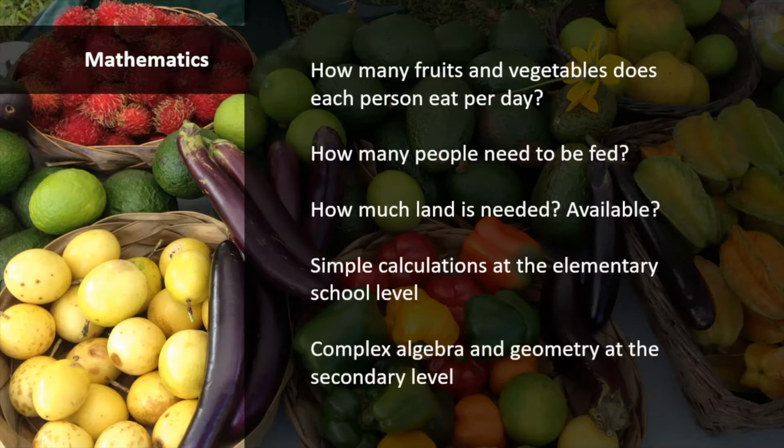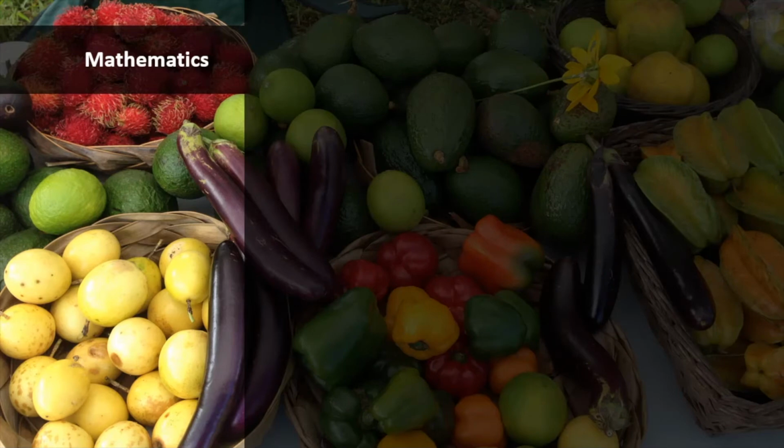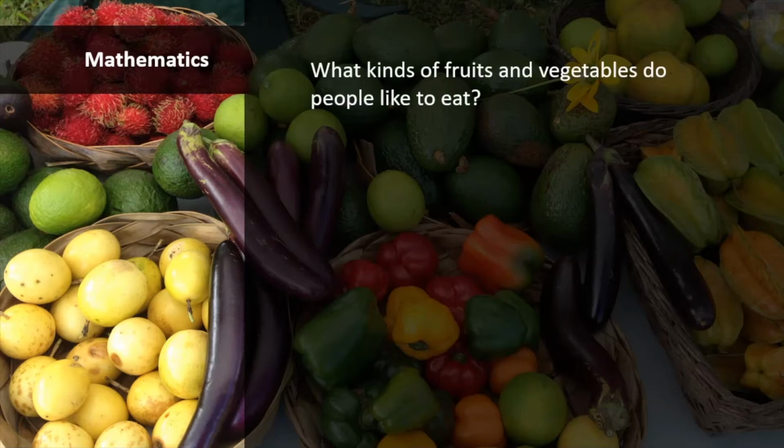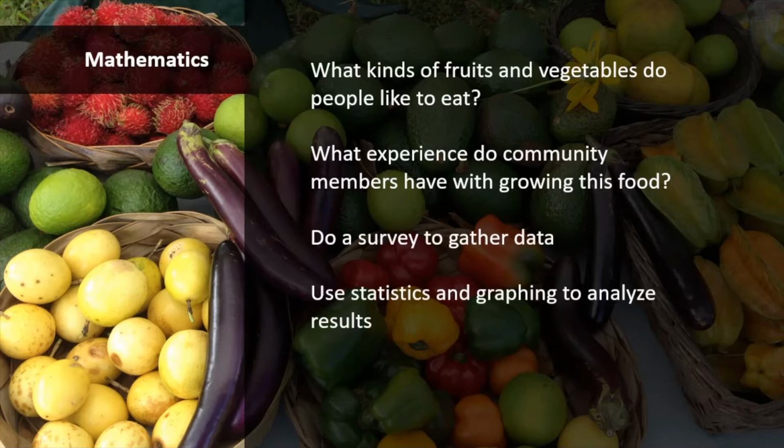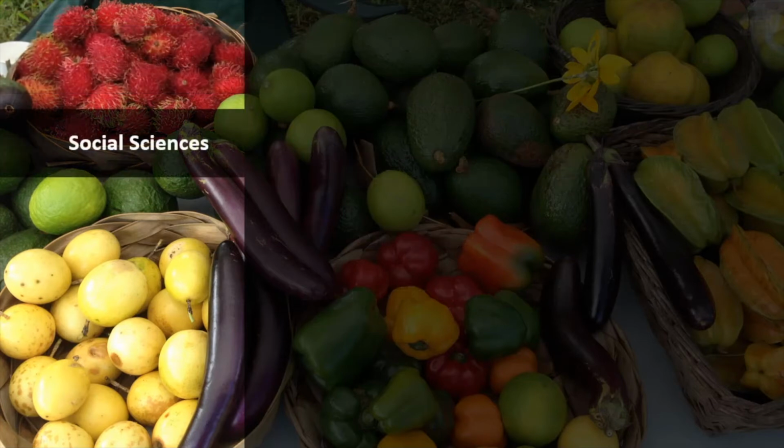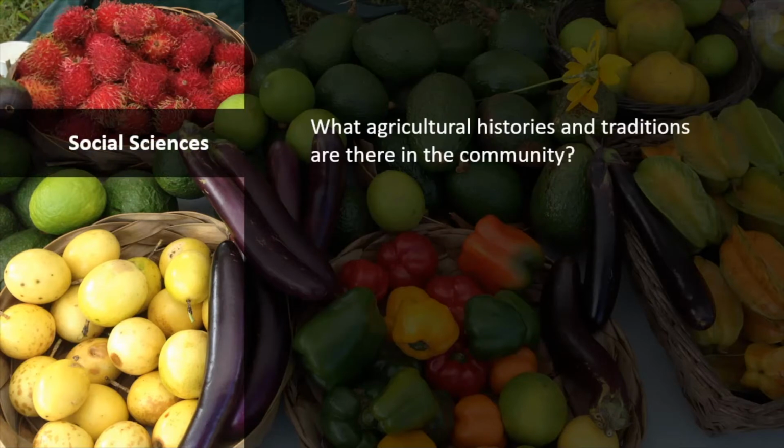the secondary level. Mathematics could also be involved in other types of questions that are important to solving the scenario problem. For example, what kinds of fruits and vegetables do people like to eat? And how much experience do community members have with growing this food? Asking and answering these questions can involve doing a survey to gather data and using statistics and graphing to analyze results. Students also collect stories from community members and elders to better understand their community's traditions around food.